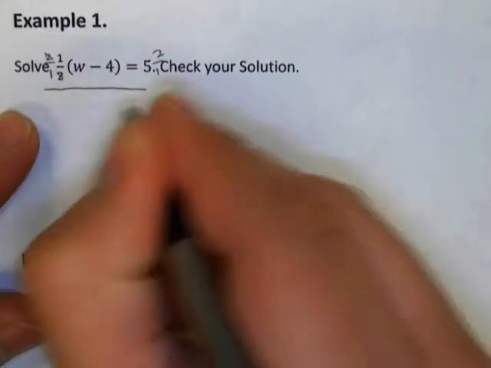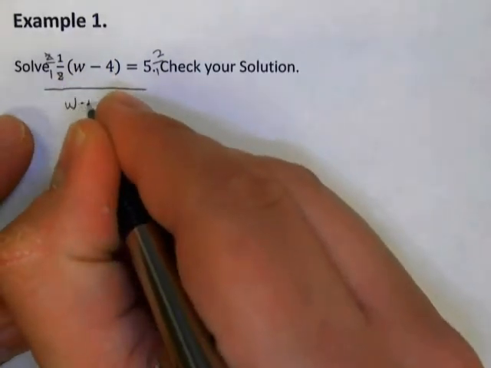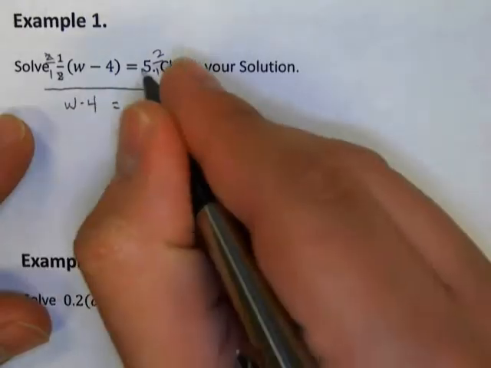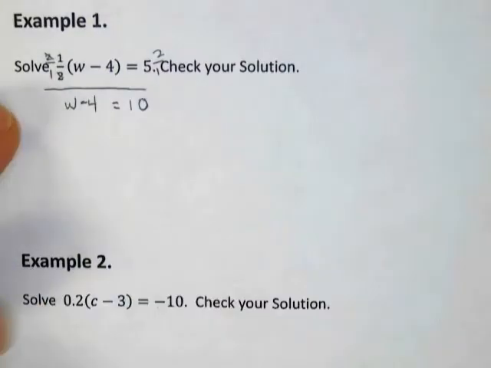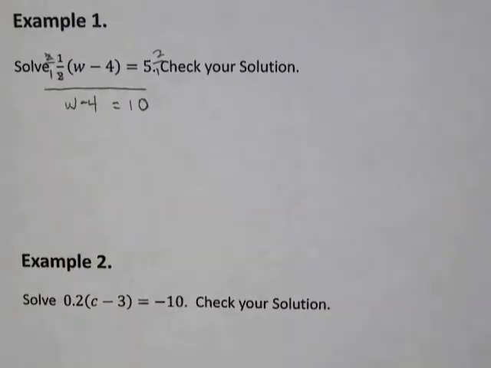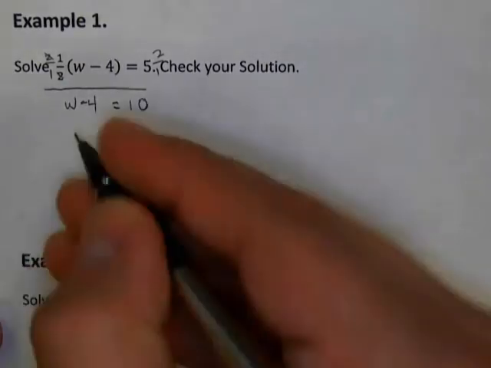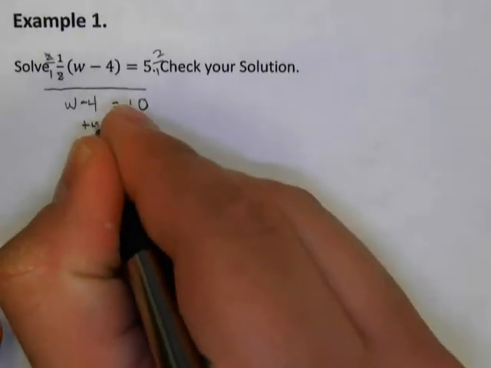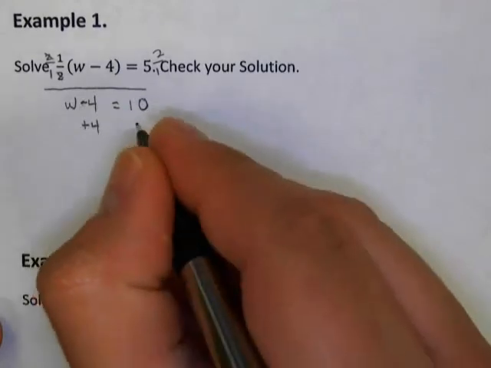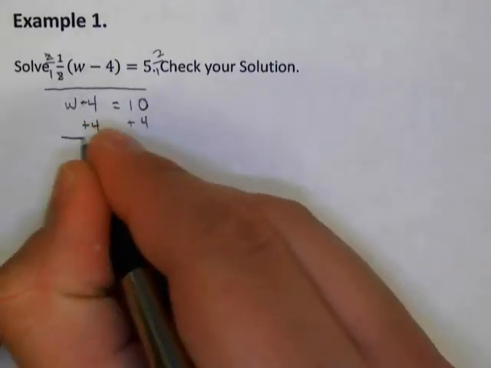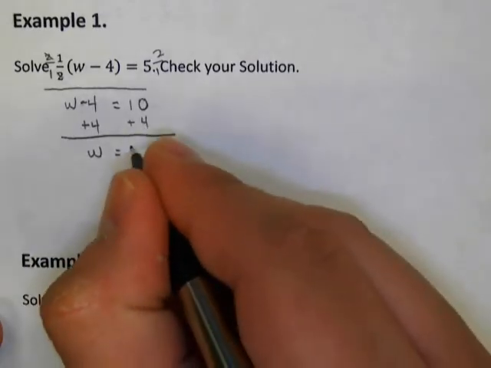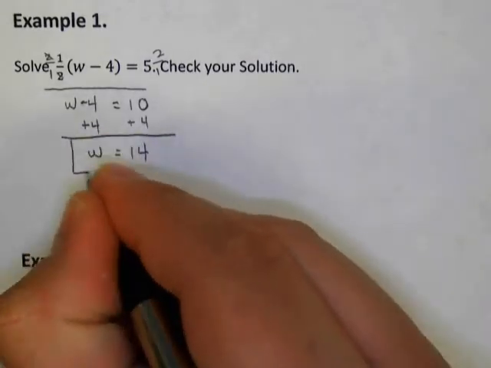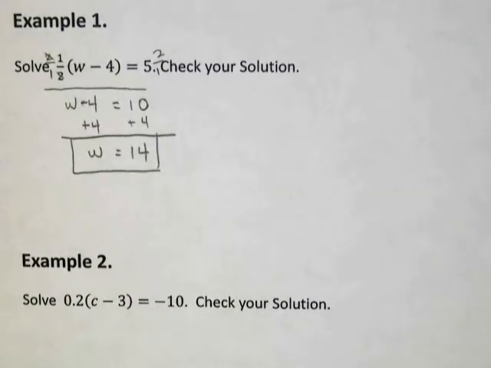So what that means then is we are left with w minus 4 is equal to 5 times 2, which is 10. W minus 4 equals 10. Now this is just a simple one-step equation, right? We only have one more step to solve this. We have to get w by itself, so we're going to add 4 because the opposite of subtraction is adding. And if we add 4 to both sides, we're going to keep just w on this one side, and 10 plus 4 is 14. So w equals 14.